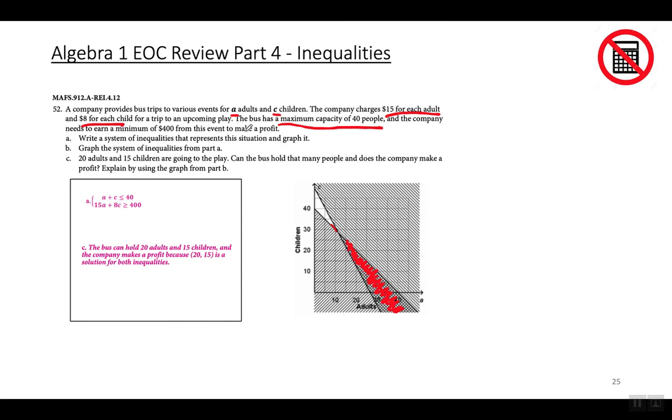Y para hacer dinero, bueno, están cobrando $15 por cada adulto y 8 por cada niño. Y para hacer dinero tienen que ganar un mínimo de $400. Así que tienen que ganar más que 400 o igual a 400.